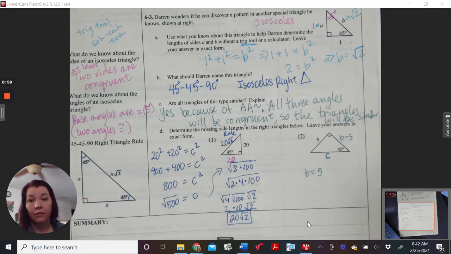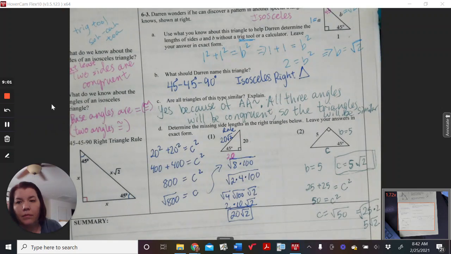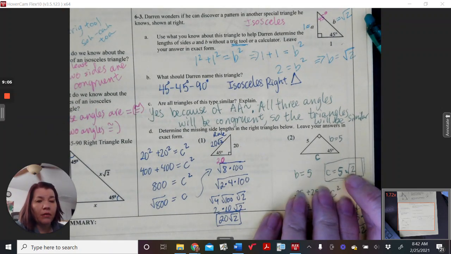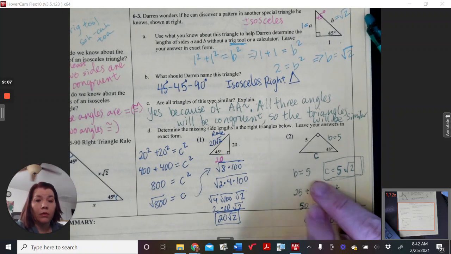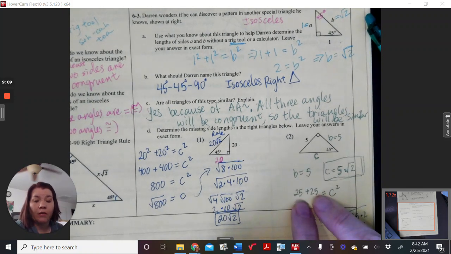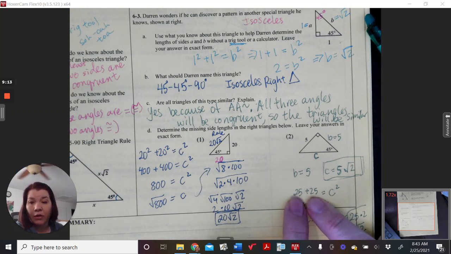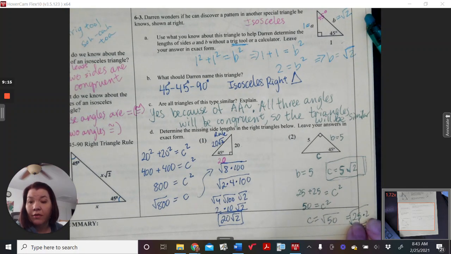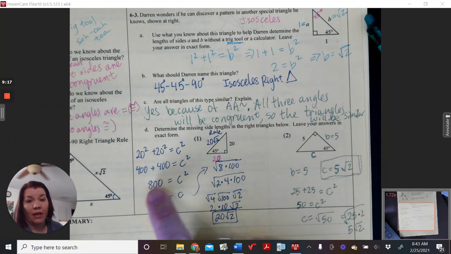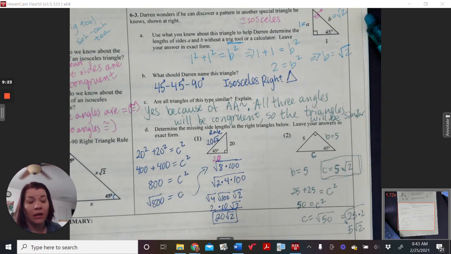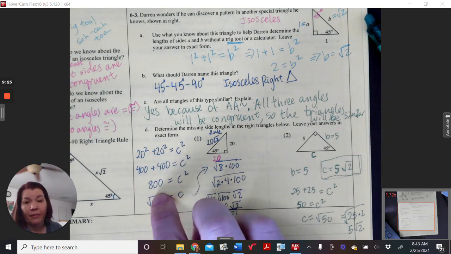All right, so C is 5 radical 2 using the rule, or 5 squared plus 5 squared, so 25 plus 25, which is 50. Now, I added two 25s together. That means I have two 25s. I could have done that here with two 400s, the square root of 400 is 20. That's why it works out this way. These two numbers are always the same, so this is always double that perfect square, which is why it's always radical 2 inside.